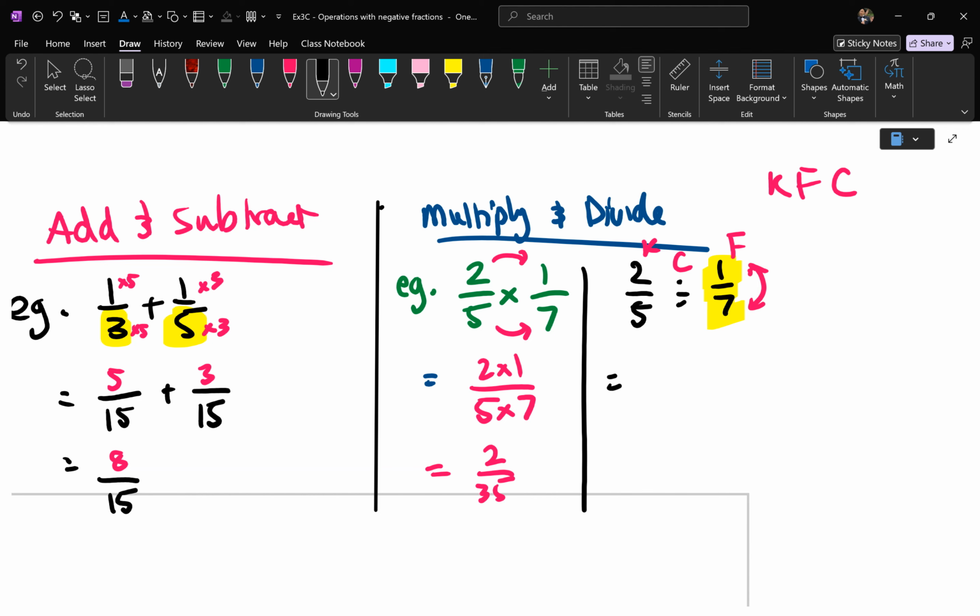So you flip the 1/7. That now becomes 2/5 times, you change the sign, and it becomes 7 on 1. And we know how to multiply fractions. Top with top, bottom with bottom. 2 times 7, 5 times 1, and your answer is then 14 on 5.